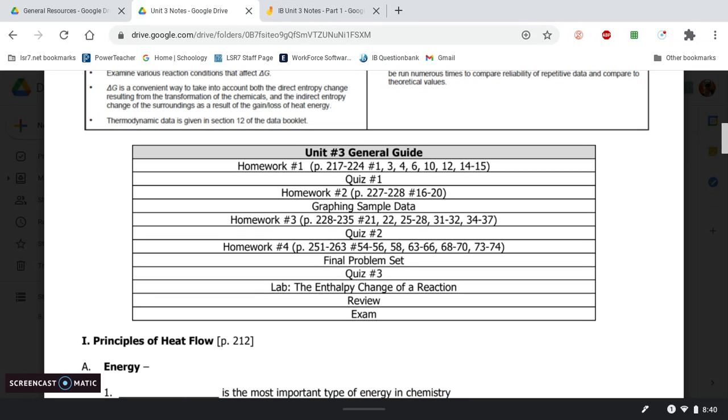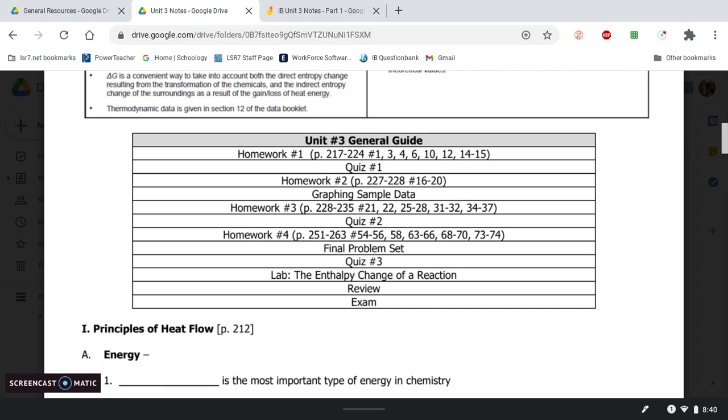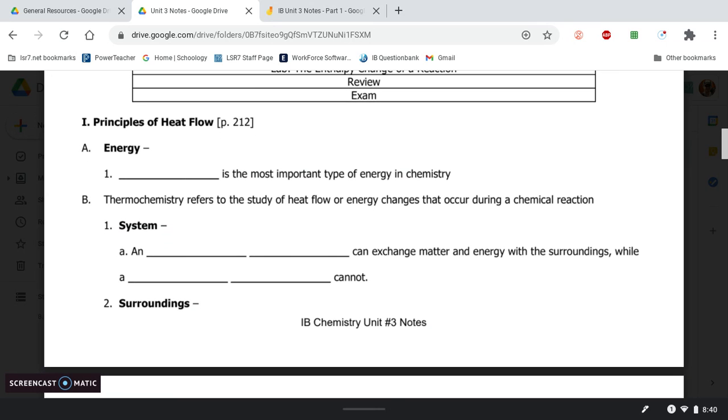There's the general guide. There's the homework. We do some graphing in this particular unit, and we do some graphing with the lab. And so we'll end up doing some graphing. I do have 3 quizzes. I don't know if we'll get to them all, but there are more checks in this particular unit. And then here we go, kind of into the notes.